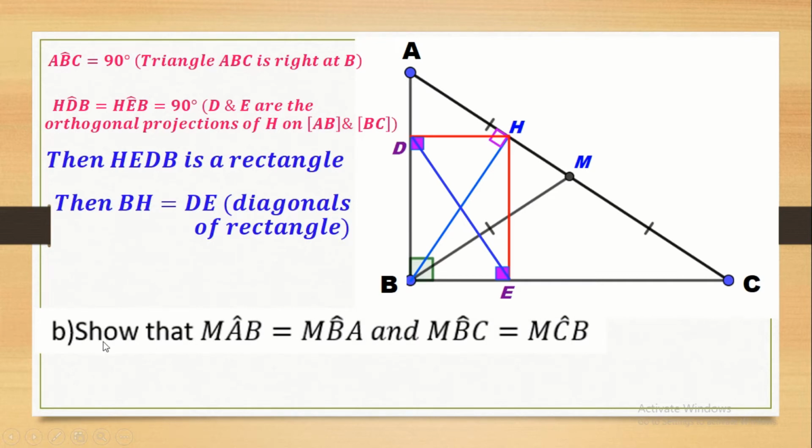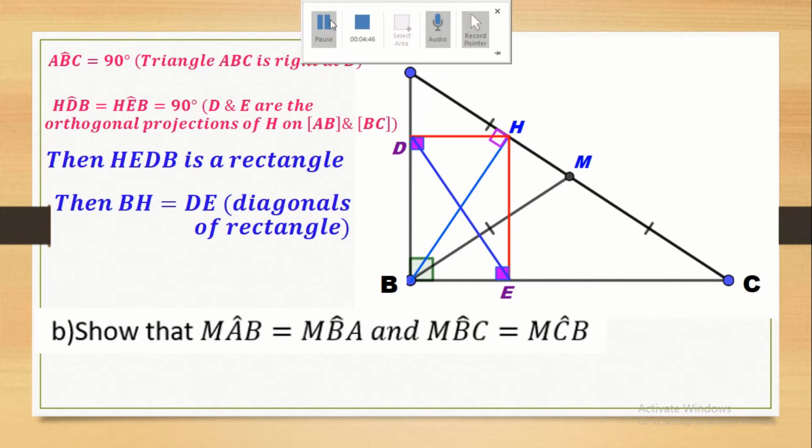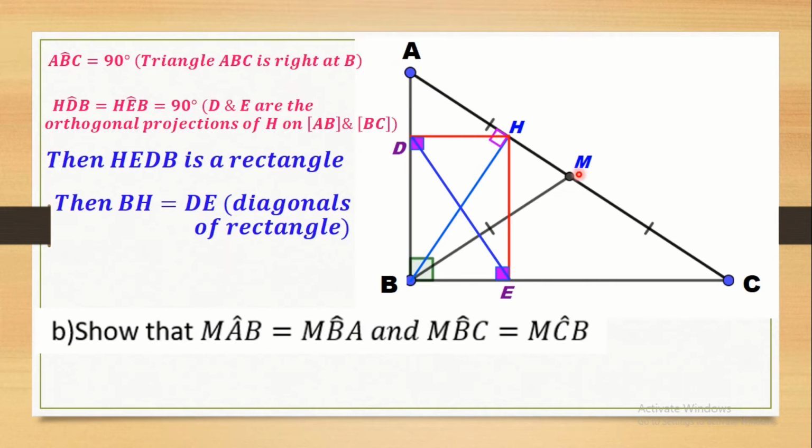Now let's start by part B. They are asking us, show that the angle MAB. If we look at it, angle MAB, this angle, we need to prove it equal to the angle MBA. Here we have angle BA... we need it equal to this angle.